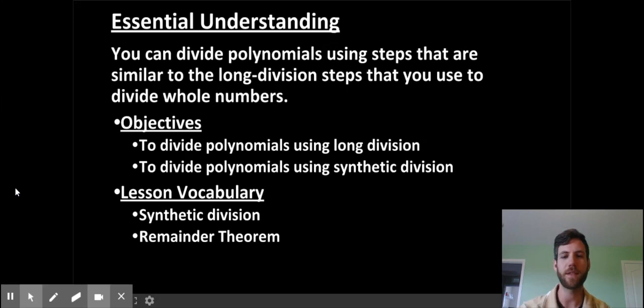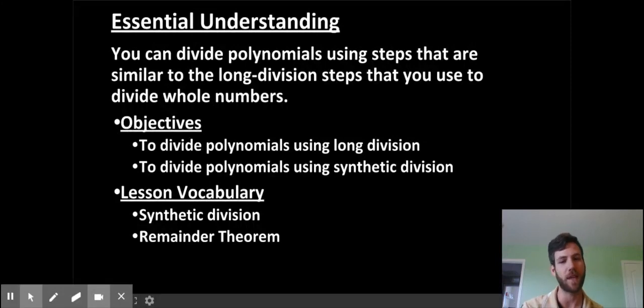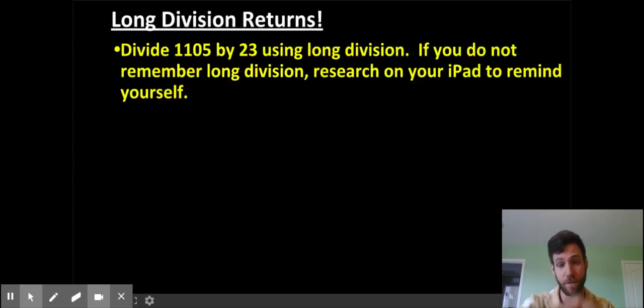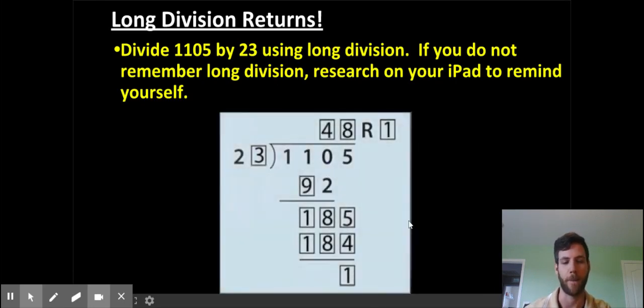The main thing to understand from this video is an introduction to dividing polynomials using the same steps that we learned about in elementary school when we learned how to do long division with numbers. So looking at a first example, we are doing 1105 divided by 23 using long division, and we see that process below right now.